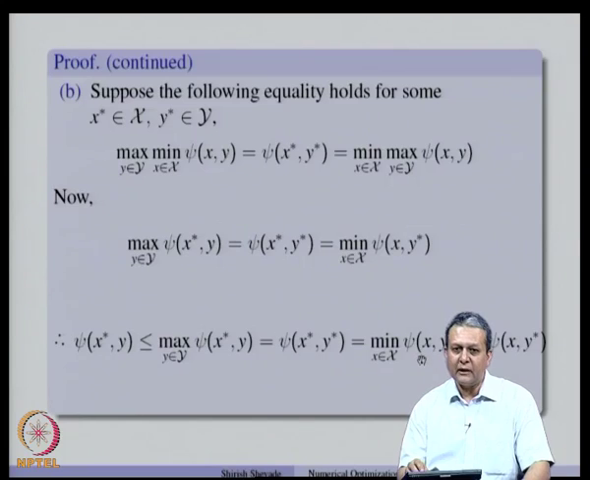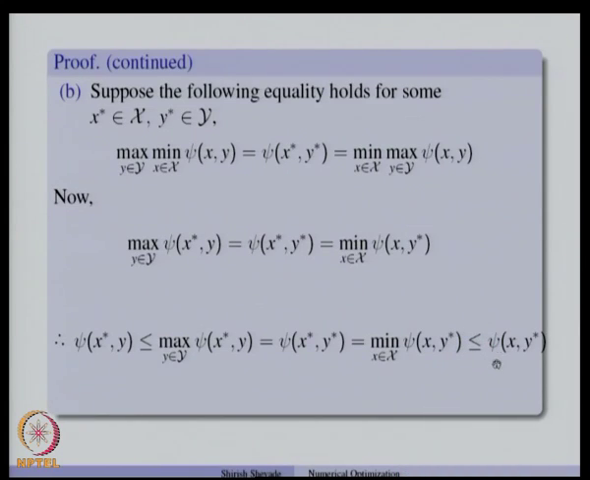So, min of psi x y star is less than or equal to psi x y star, and if we consider this, that psi x star y is less than or equal to psi x star y star, which is less than or equal to psi x y star, then we clearly say that x star y star is a saddle point for psi x y. So, this shows that if and only if there exists a saddle point, then min max is equal to max min.